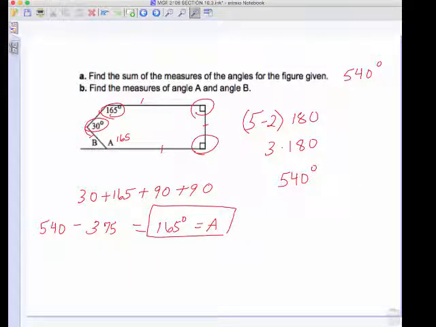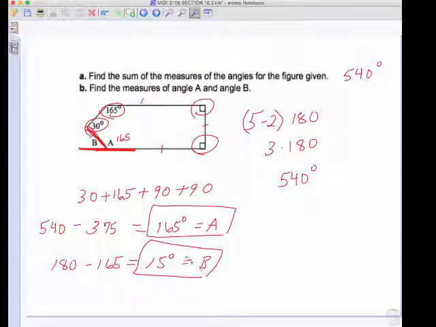We've got the same situation we had a second ago, where A and B are next door neighbors who make a straight line. So to find the missing angle, the outside angle, it is 180 minus 165, which is 15 degrees, and that's our answer for B.